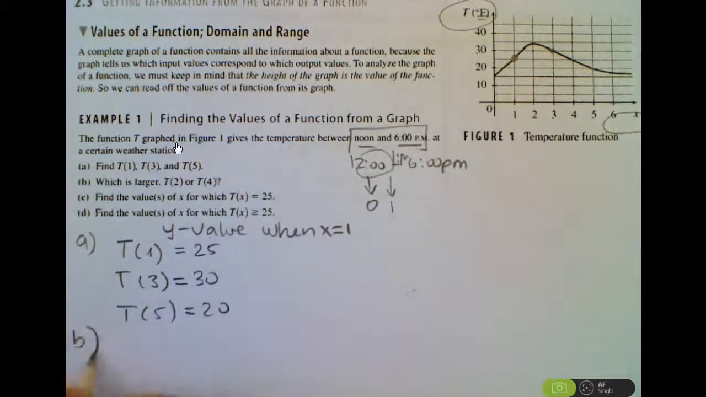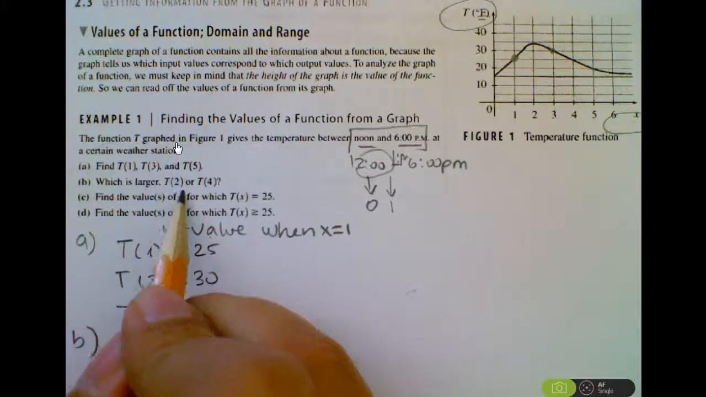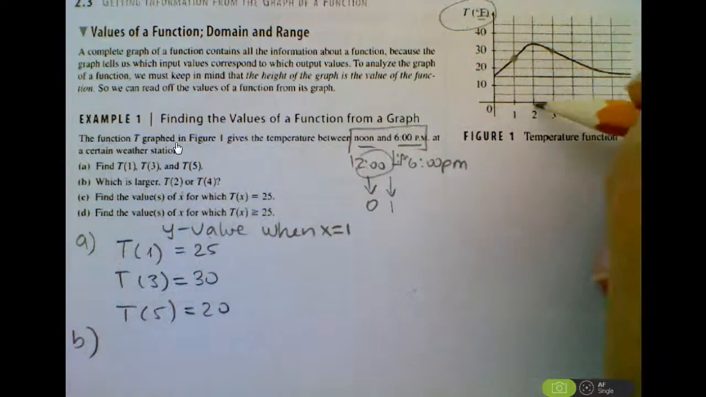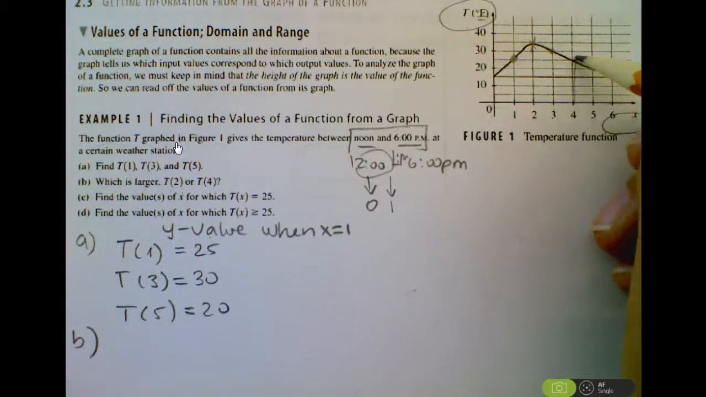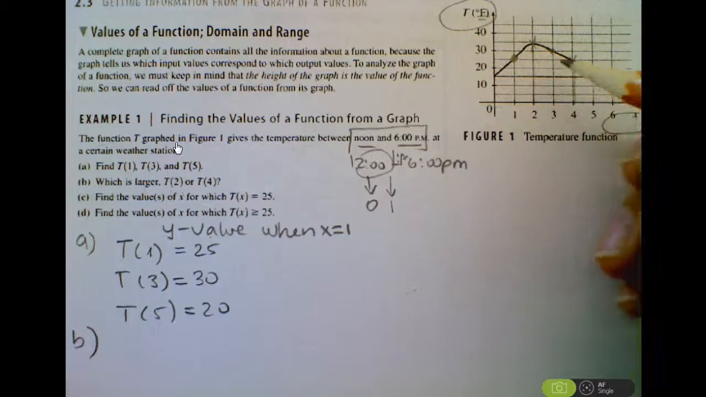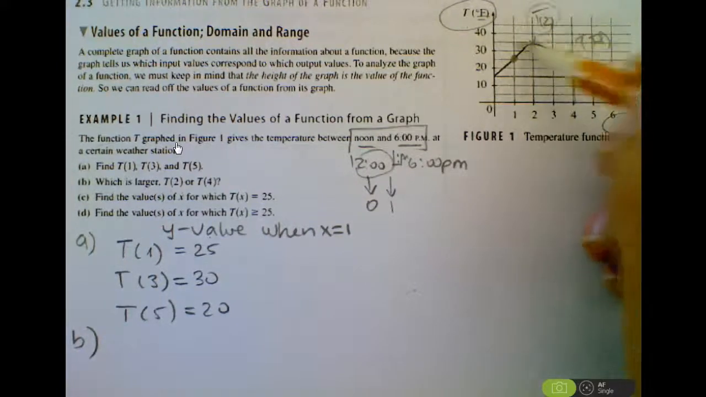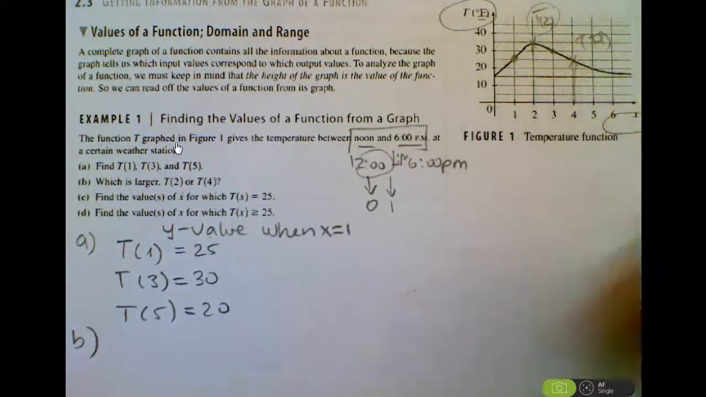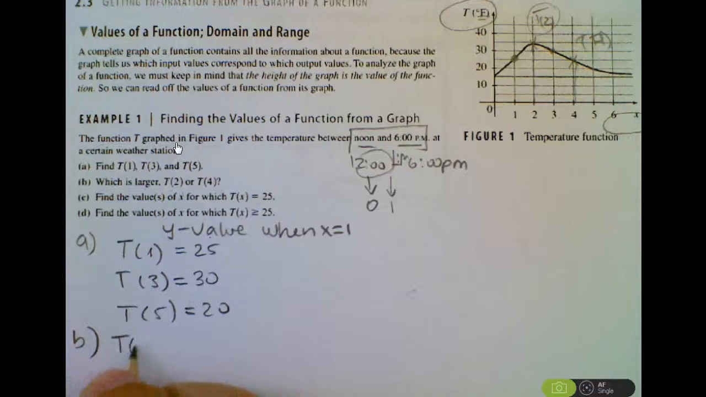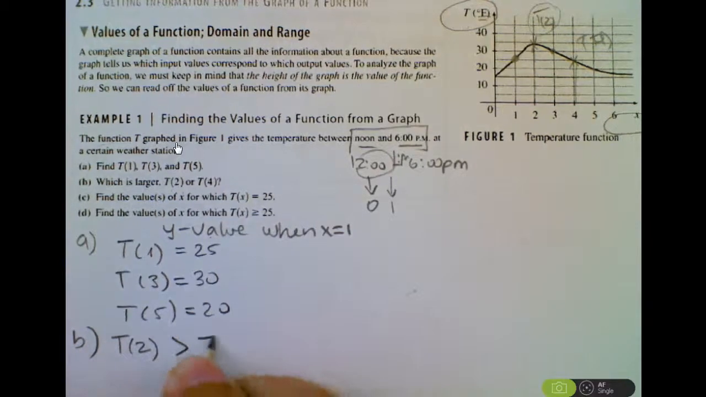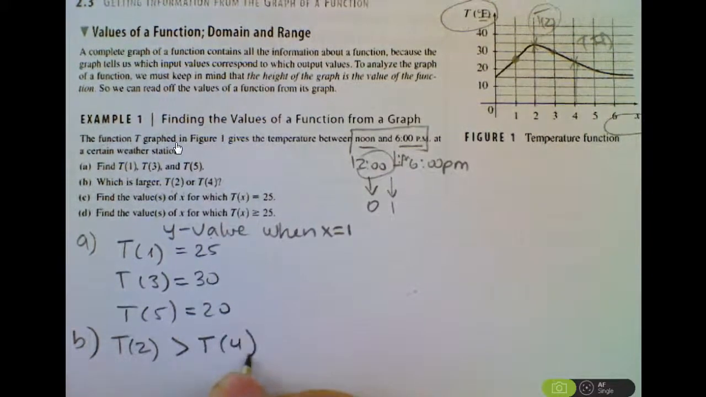Now part B, which one is larger, T of 2 or T of 4? Now, this is not really asking to find T of 2 or T of 4. I could, but just because of how the values are located, T of 2 and T of 4, I can see that clearly T of 2 is higher than T of 4. So I can answer that right away without having to find any y values.